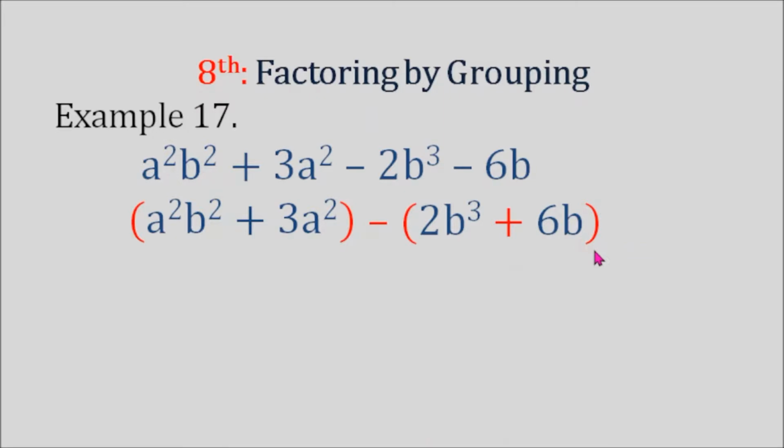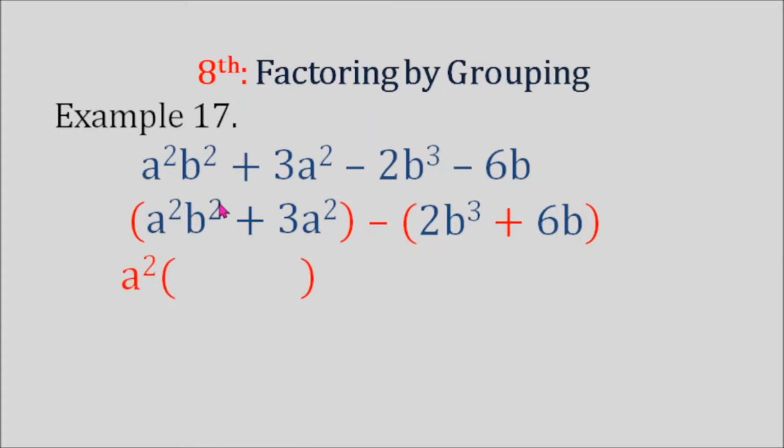Notice here that when I enclose these two terms with parentheses, the sign of the second term changes. It's because this negative sign is to be distributed to the two terms. So if we are going to remove the parentheses, it's going to be negative times 2b cubed, it's negative 2b cubed, and then negative times positive 6b equals negative 6b. Now we are going to factor the first group. The greatest common factor between a squared b squared plus 3a squared is a squared.